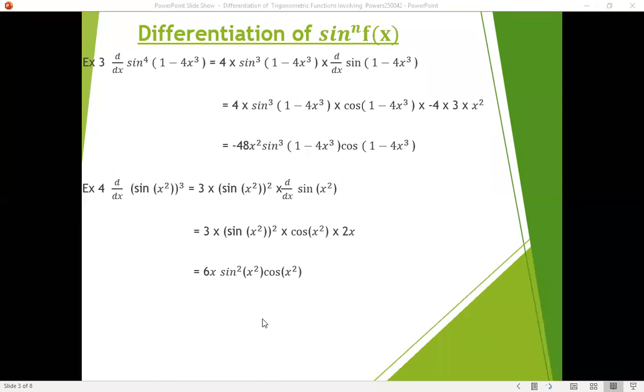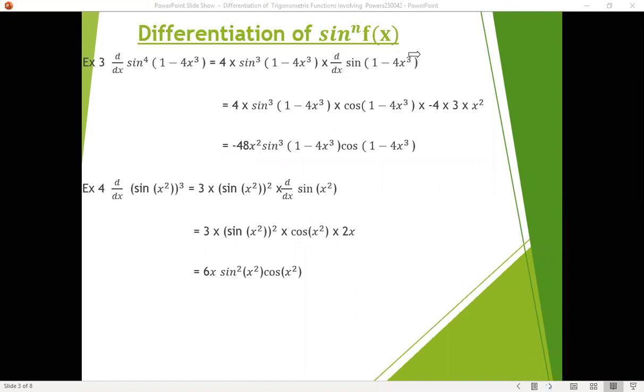Now let us proceed with our next example. Derivative of sine to the power of 4, 1 minus 4x cubed. The answer is: bring 4 down, subtract 1 from the power, which is now sine cubed, and then multiply by the derivative of the sine function, that is sine of bracket 1 minus 4x cubed.